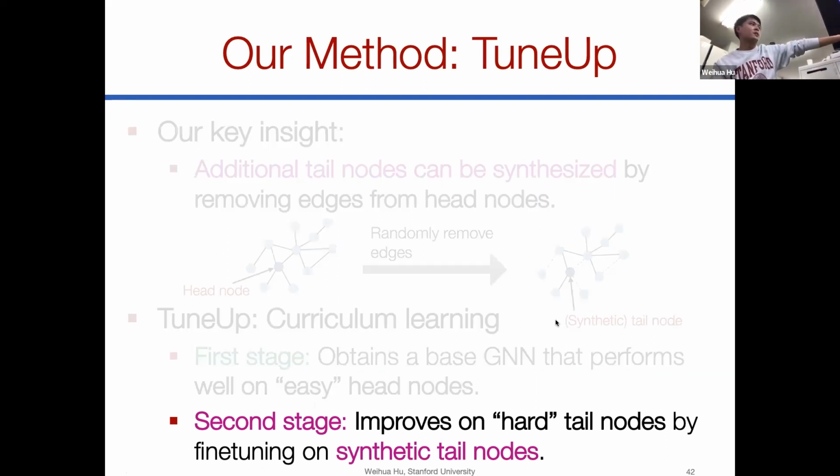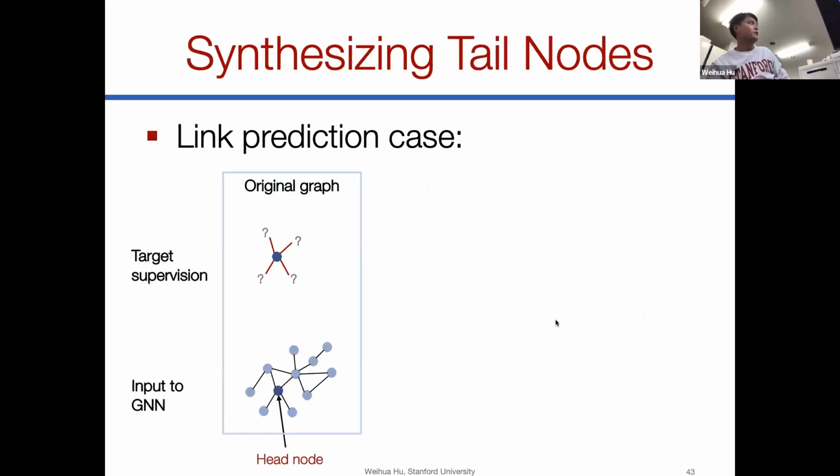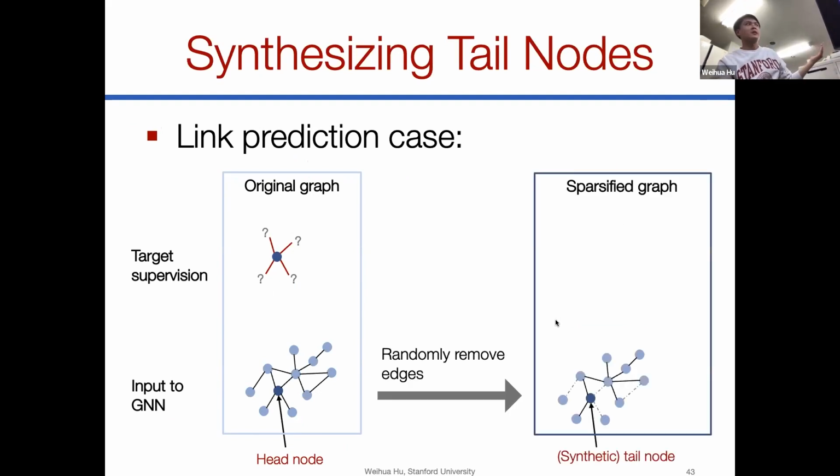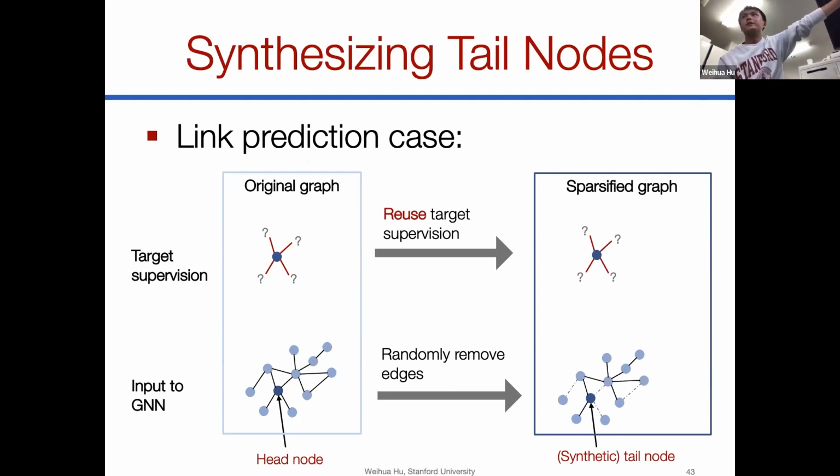Let me talk a bit more about the second stage, because it's interesting how we synthesize the tail nodes. Let's think about link prediction, where the input to the GNN is an input graph, and we want to predict these four links on this node. The way we synthesize tail nodes is really simple. We just drop the edges from the input, and the target supervision can be reused. So what the GNN now sees is a sparsified graph, but we force it to still predict these four links attached to this node. This way we create the input-output pair for the tail nodes. Like dropout, it's a kind of DropEdge. Dropout drops the hidden units, DropEdge drops the edges. Yes, it's an existing technique, and we actually just adopt it.